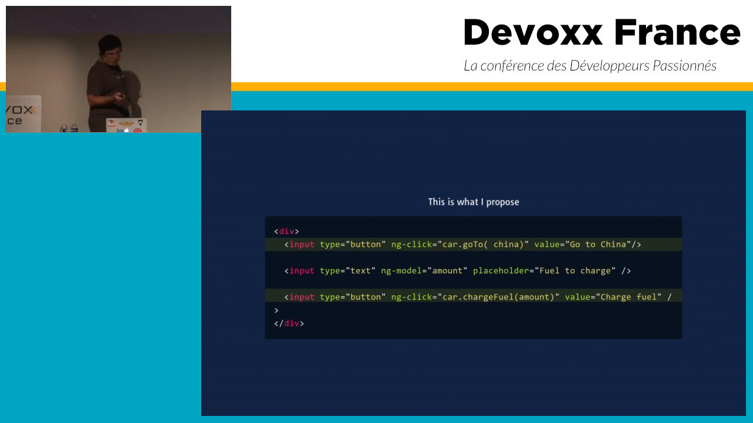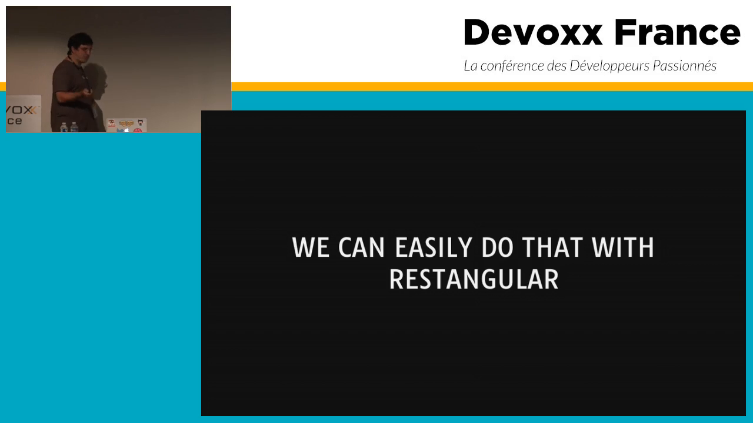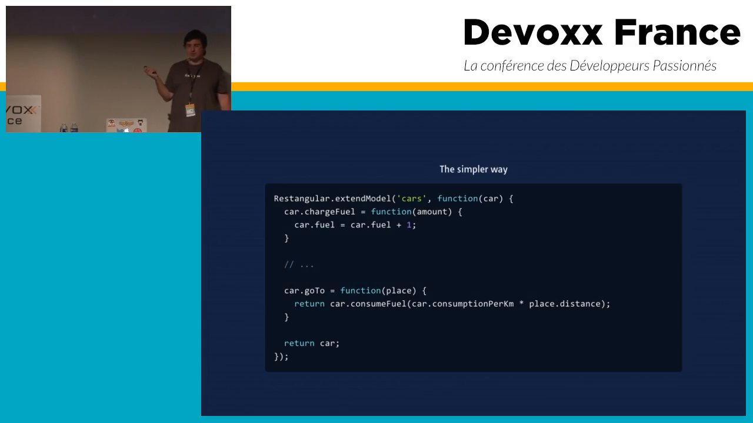So what I actually wanted was something like this, where I can call charge fuel on the car. So I can say car.chargefuel 20 or something like that. So this is what I wanted, and this is what I ended up adding and building to Restangular. So we have two ways of actually doing it. Let's start with the easier one.